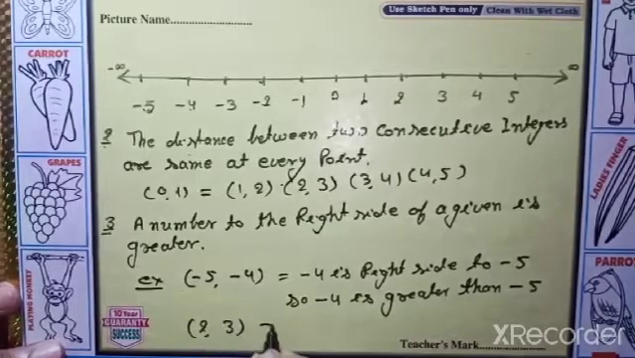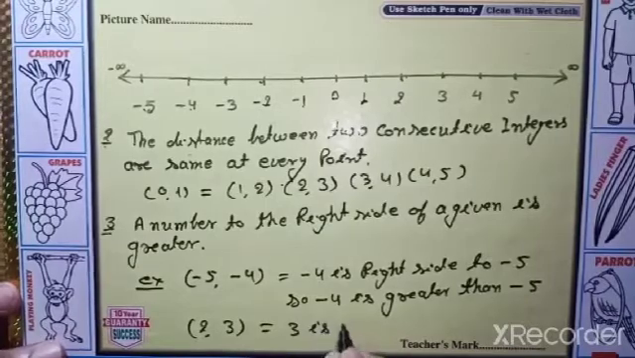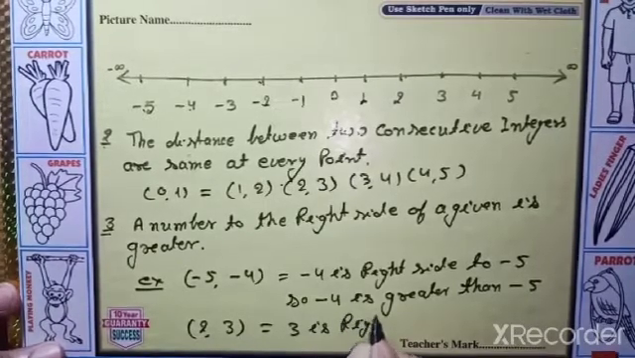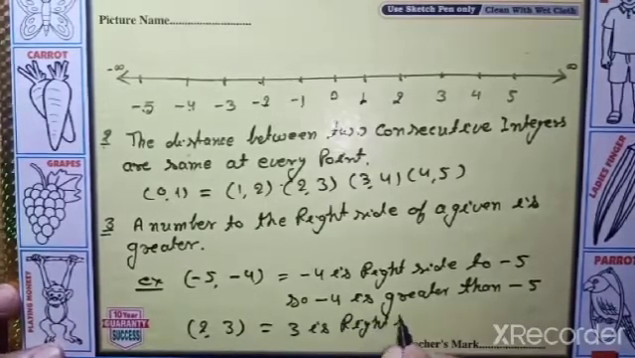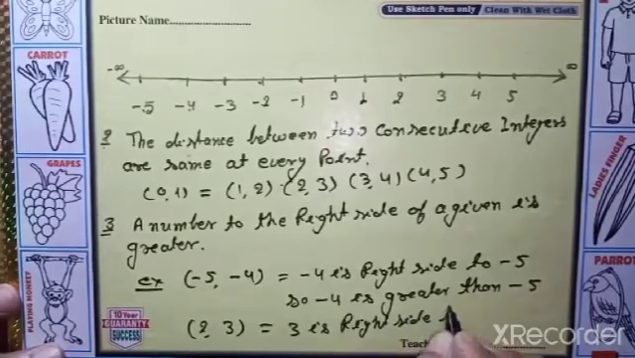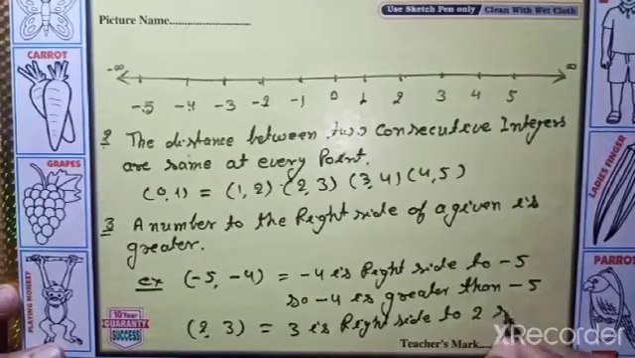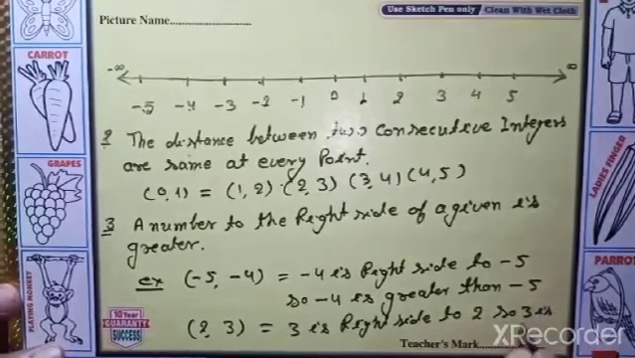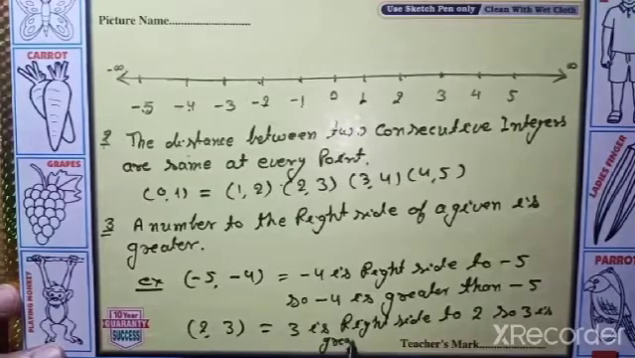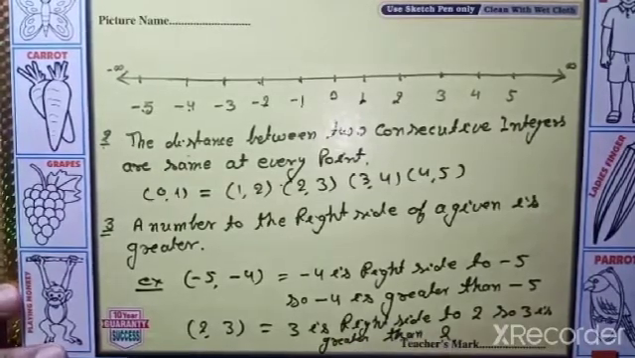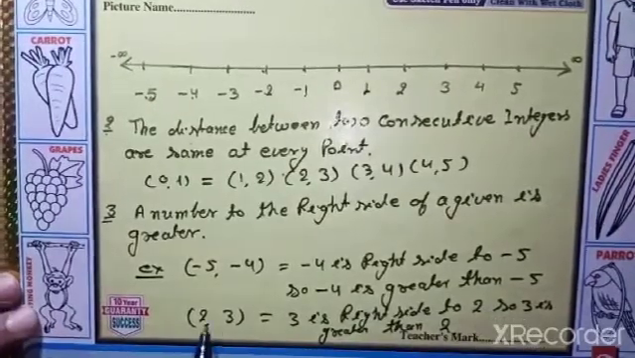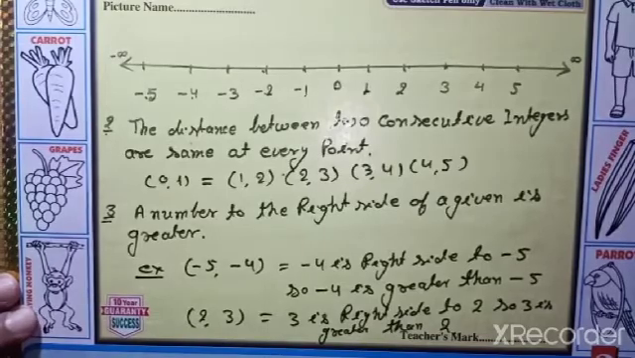The same with 2 and 3. 3 is on the right side of 2, then 3 is greater than 2.